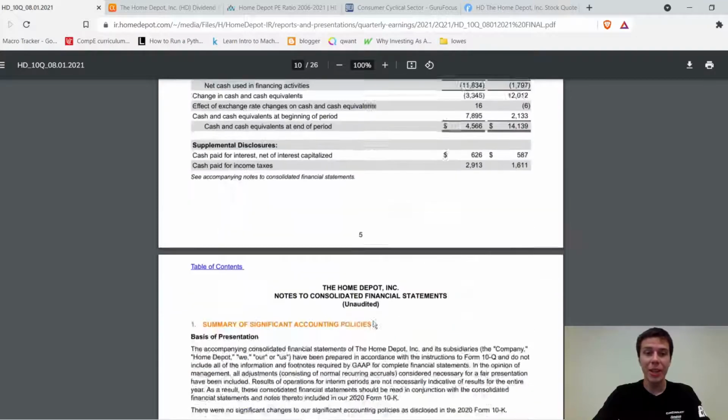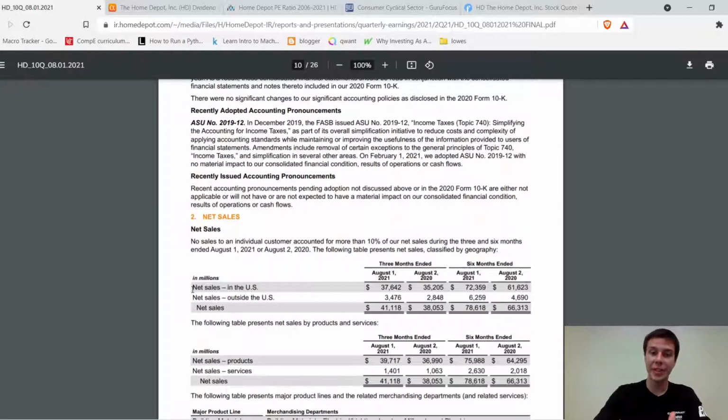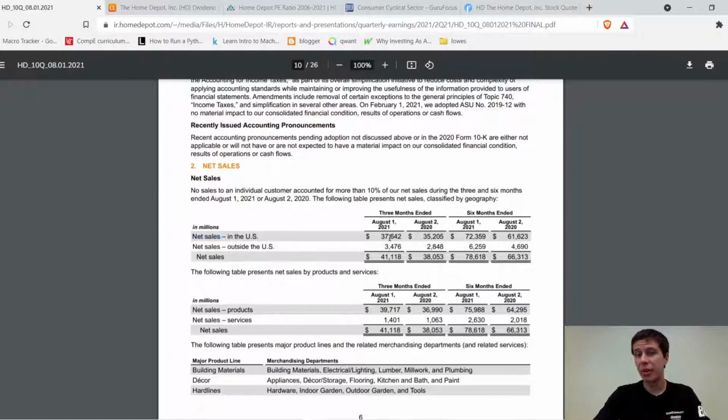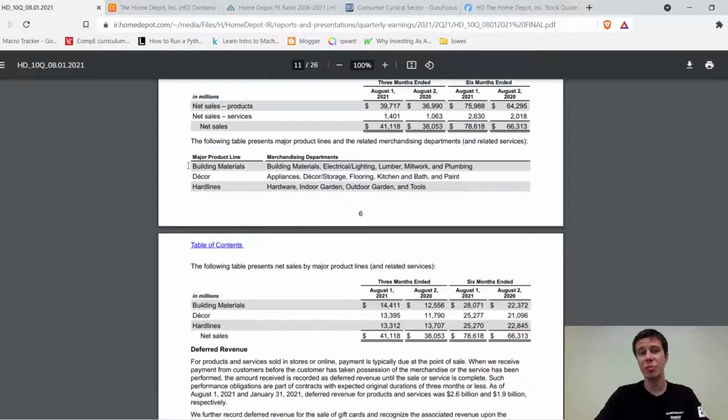And down here, they actually break down some of their numbers a little bit more. You can see within their sales, around $37.6 billion of that was in the US, and then the remaining $3.5 billion was outside the US. And as you can see here, they break it down between products and services, and the vast majority is on products. Obviously they sell stuff in their store, and they do have services, like rentals probably and some other stuff. So that was about $1.4 billion of revenue. And then they also break it down based on their product lines. They have building materials, which is building materials, electrical, lighting, lumber, millwork, and plumbing.